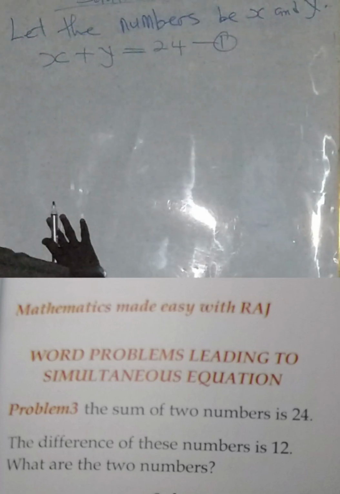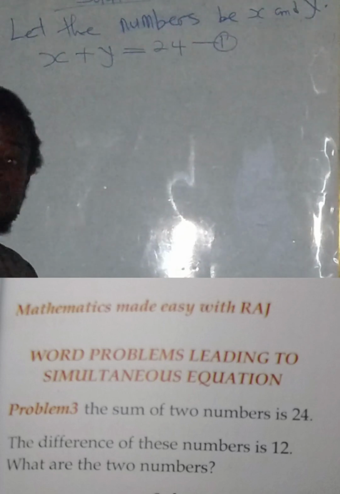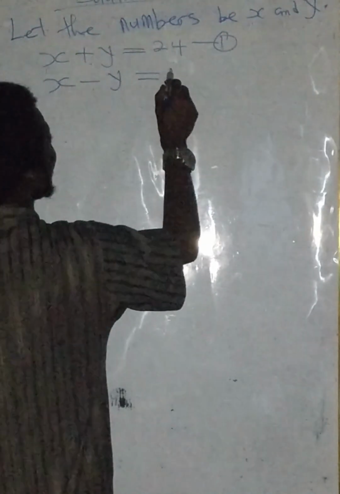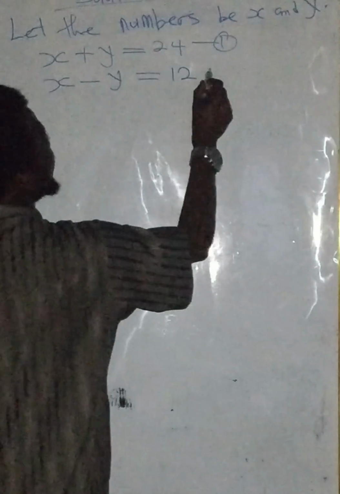Next, what do we have? You say the difference of these numbers. Difference in mathematics means we have to subtract, right? Yes, sir. Now, we say x minus y is now equal to what? 12. The difference is 12. Now we have equation 2, right? Yes, sir.